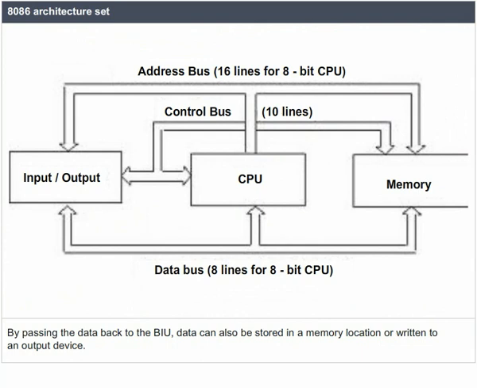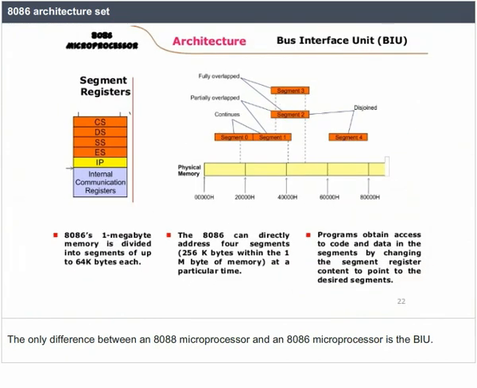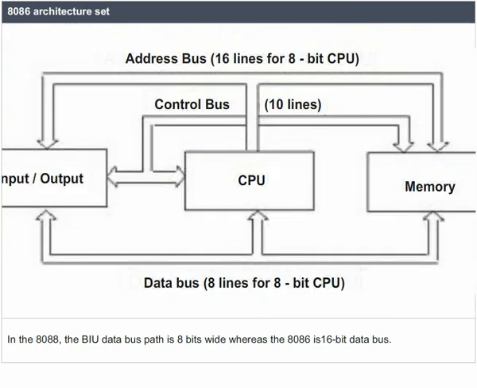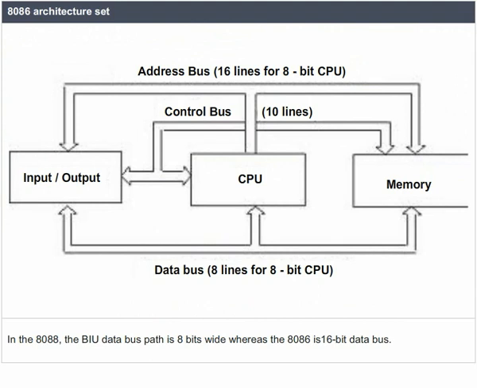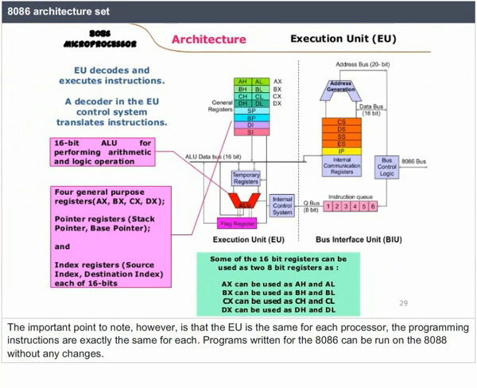EU has no connection to the system buses. It receives and outputs all its data through the BIU. The only difference between the 8088 microprocessor and the 8086 microprocessor is the BIU. In the 8088, the BIU data bus path is 8 bits wide, whereas the 8086 has a 16-bit data bus. Another difference is that the 8088 instruction queue is 4 bytes long instead of 6. The important point to note, however, is that the EU is the same for each processor. The programming instructions are exactly the same for each. Programs written for the 8086 can be run on the 8088 without any changes.